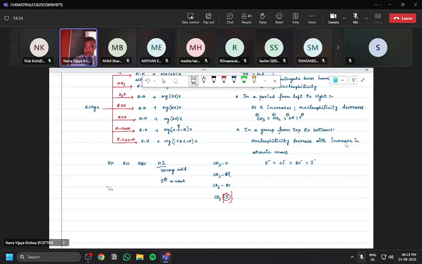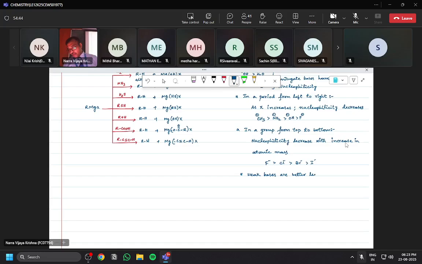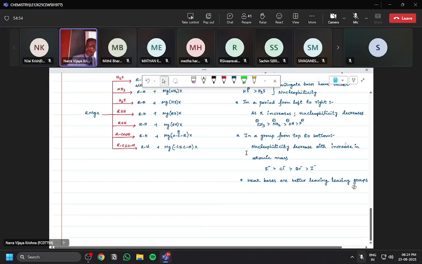So I am writing one more point there. Weak bases are better leaving groups. Any questions about these statements? Are all these statements clear?